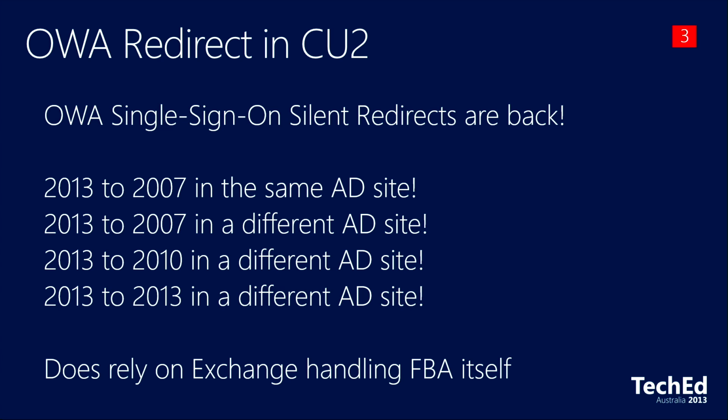So if you're 2013 to 2007 in the same or different site, or 2013 to 2010 in the same or different site, we will now silently redirect to the appropriate namespace or to the appropriate legacy server and silently pass the credentials in the background and just take the user right into their mailbox. Again, this is in CU2 only. In RTM and CU1, the user will have to enter their username and password.